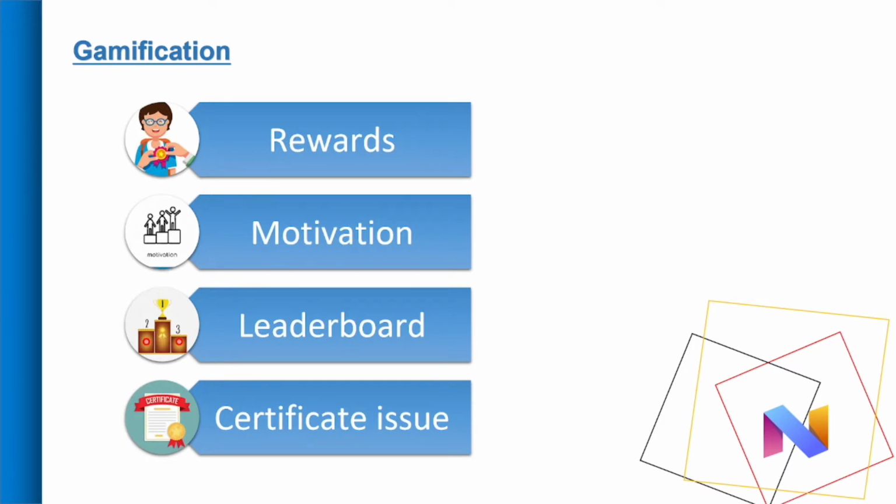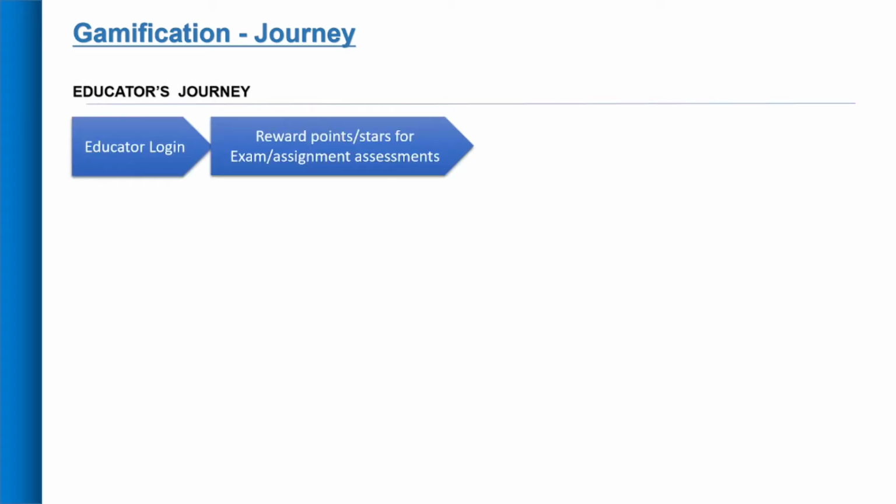So let's move forward. Here we have four different logins. One is going to be the educator login, the admin login, the student login, and the parent login. So I'm going to cover the journey of gamification for each of the login here. So first, covering the educator's journey. The educator logs in. They can reward points or stars for various assessments like exam or assignments. They can reward points or stars while giving review or feedback notes to the students. So let's get into the application to know it better.